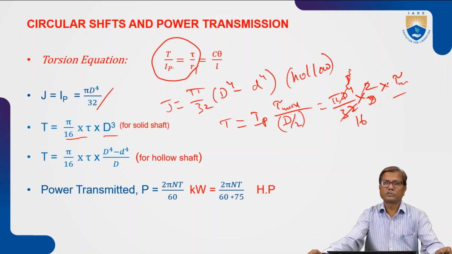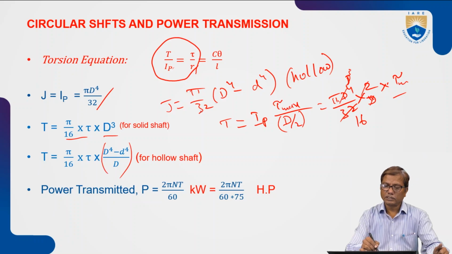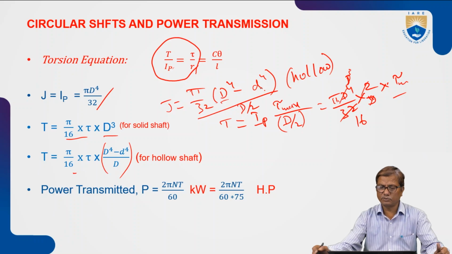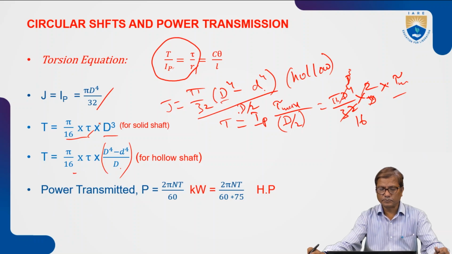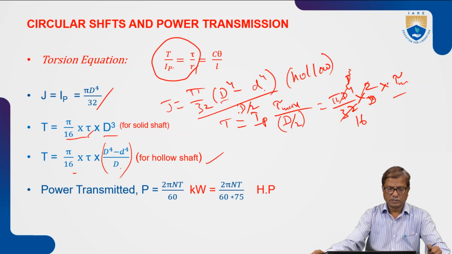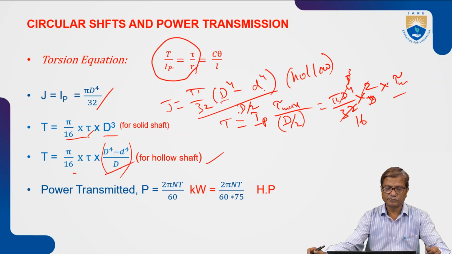This is for solid shaft, and for hollow shaft, this is divided by D by 2. So it becomes pi by 16 into D power 4 minus small d power 4 by D into tau. This is for hollow shaft. The torque is equal to pi by 16 tau d cubed for solid shaft, and pi by 16 tau into D power 4 minus small d power 4 by capital D for hollow shaft.